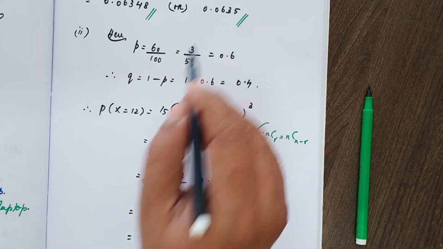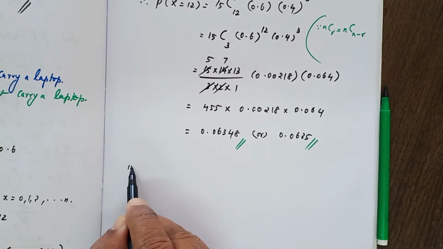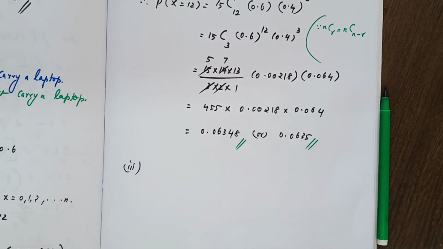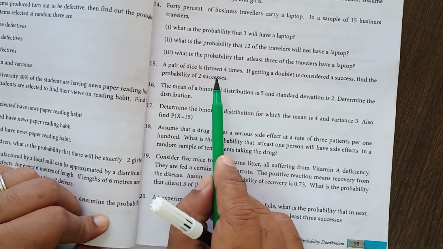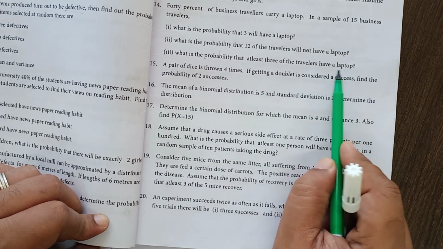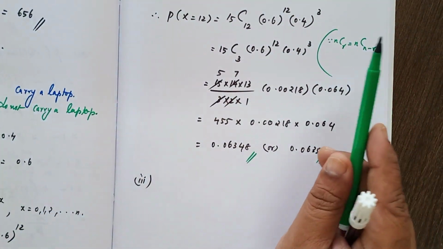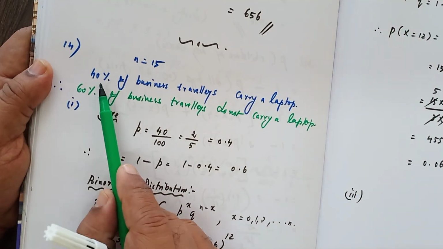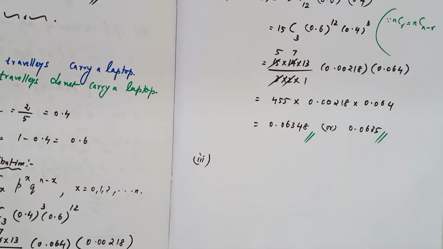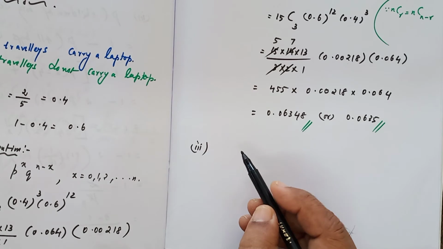Okay. Now, subdivision number 3. In subdivision number 3, at least 3 of the travelers will have a laptop. So the percentage of the travelers who carry a laptop, that is 40%, is given. That should be considered as success. Here P is equal to 40 by 100 for the third subdivision.